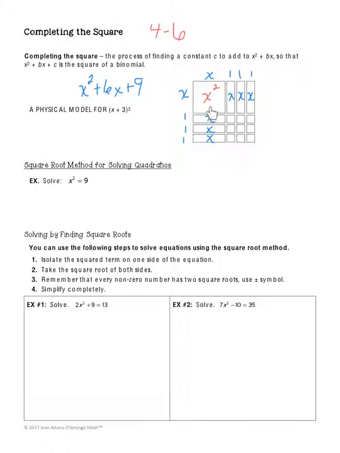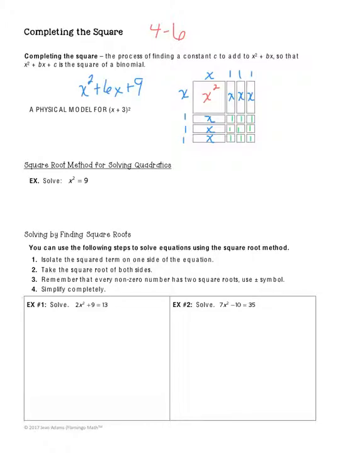So altogether, so far I have 1 x squared, 1, 2, 3, 4, 5, 6 x's. And then last but not least, all of these are 1 by 1s. So the area of each one of these is 1. And if you count them, you have 9. So here's your plus 9.